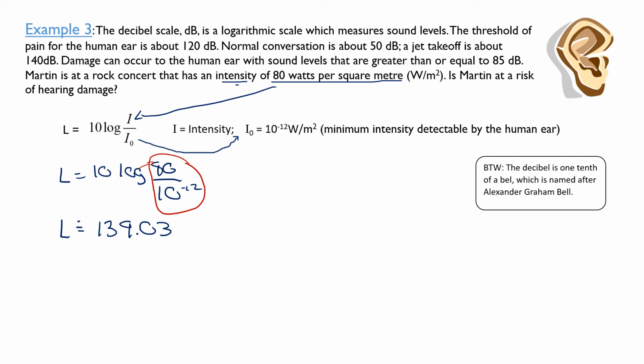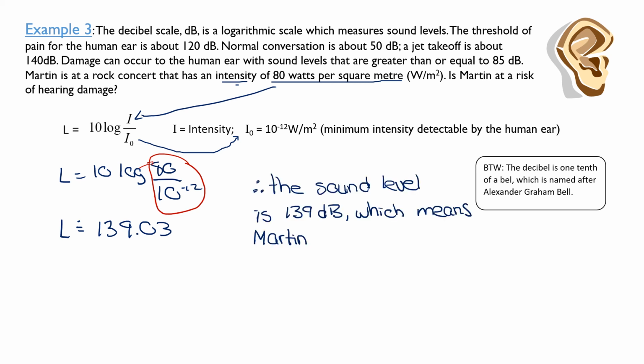So always with word problems, I need a sentence for you to prove to me that you're not just punching numbers into a calculator. You actually know what you found here. What did you find out about Martin? This L number is the sound level. The sound level is 139 decibels. So if his sound level is 139 decibels, is he at risk of hearing damage? Absolutely, he is at risk of hearing damage.